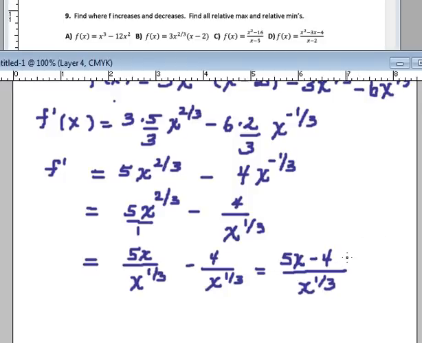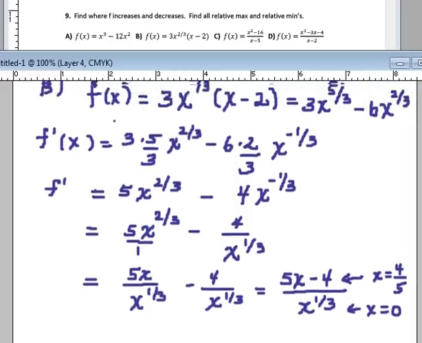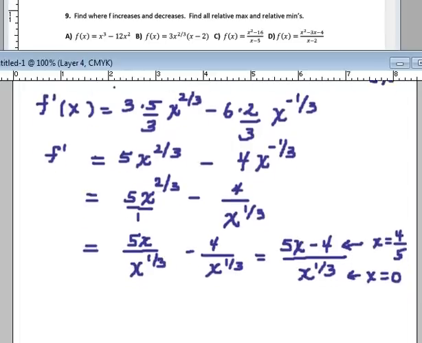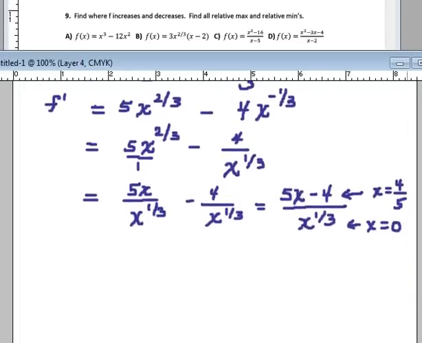Okay, now we're ready to set the numerator equal to 0. We're getting critical values here. Okay, the numerator is 0 when x is equal to 4/5. That's one critical value. And the denominator is 0 when x equals 0. So those are our critical values. And notice that f does exist when x equals 0. So x equals 0 is not a vertical asymptote, it is a critical value.